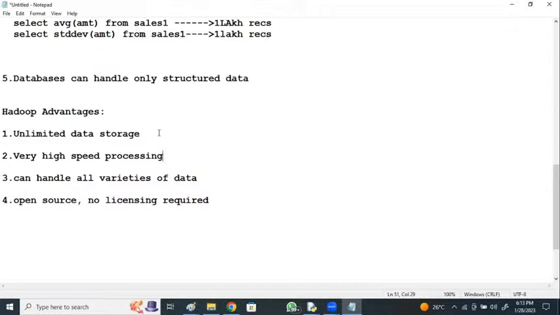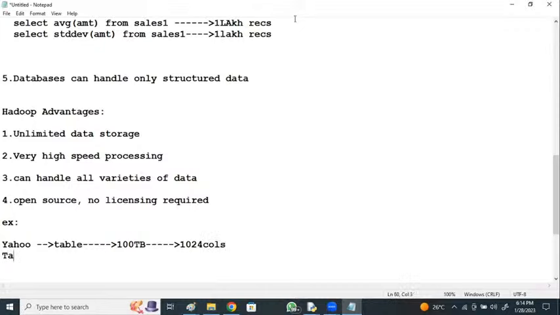Unlimited data storage, very high speed processing. If you see examples, Yahoo has conducted a test to check the speed of various databases. Yahoo has taken a table of 100 TB, consisting of 1024 columns.